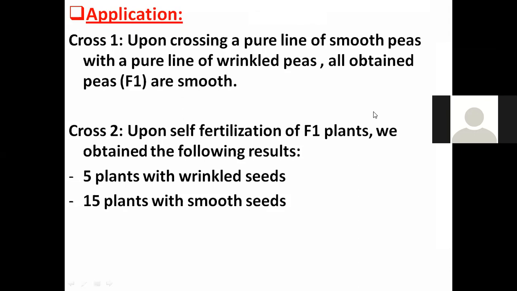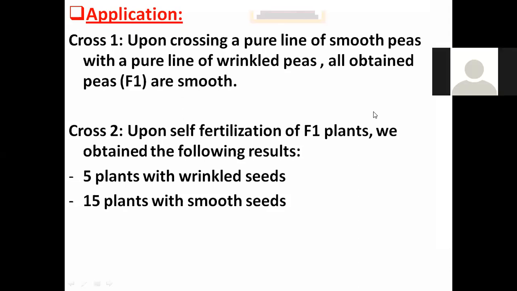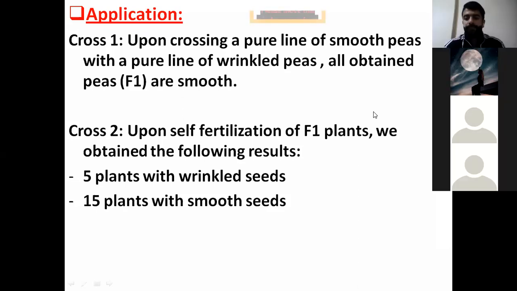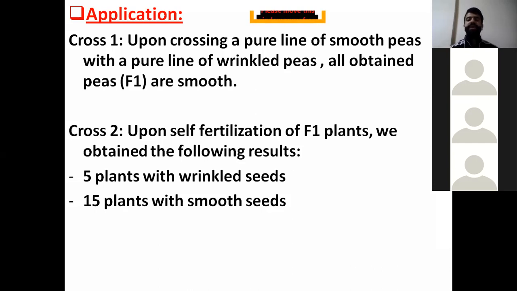What do you think, Yasmina? What is the meaning of pure? Homozygous or heterozygous? Yes, sir. Pure means homozygous. So upon crossing a pure line of smooth peas with a pure line of wrinkled, all the obtained peas are smooth. Determine the dominant and recessive allele.